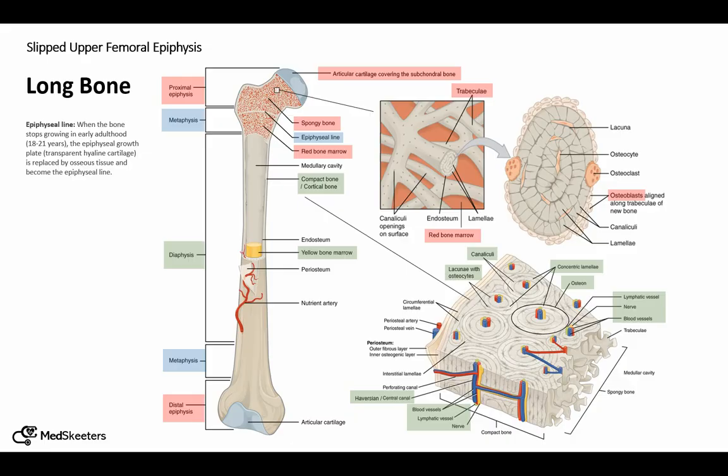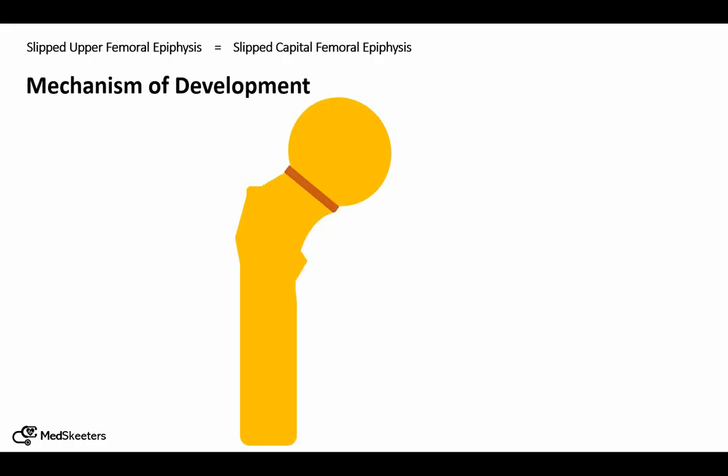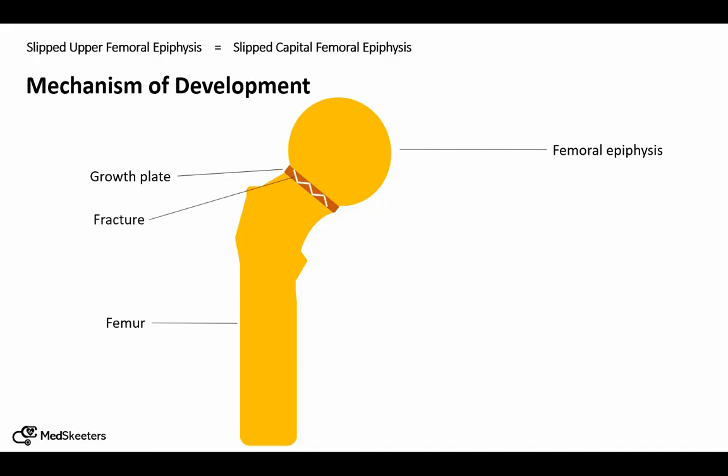So now let's return back to the topic. Slipped upper femoral epiphysis is also known as slipped capital femoral epiphysis. Slipped capital femoral epiphysis or slipped upper femoral epiphysis is actually a fracture through the growth plate, which causes slippage of the overlying end of the femoral metaphysis. Let's make it simpler. It's a fracture through the growth plate which causes slippage of the epiphysis.